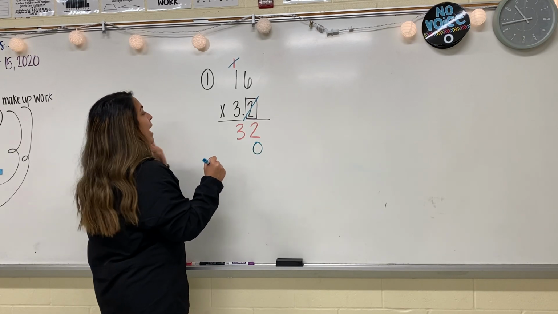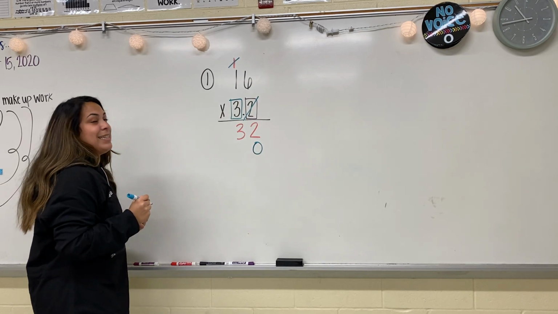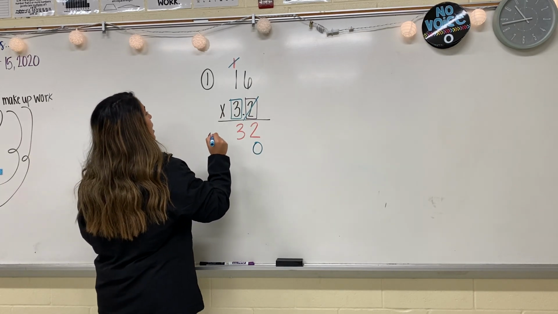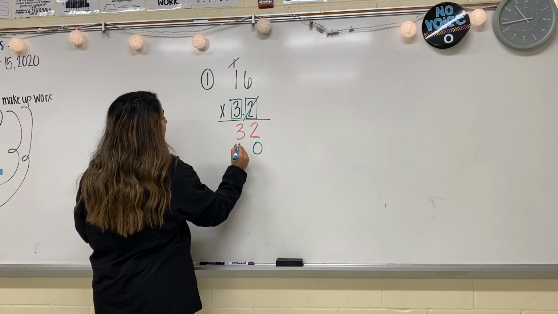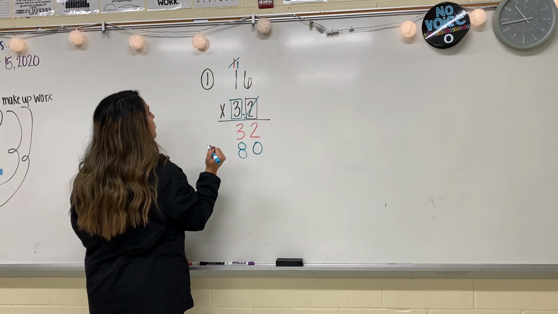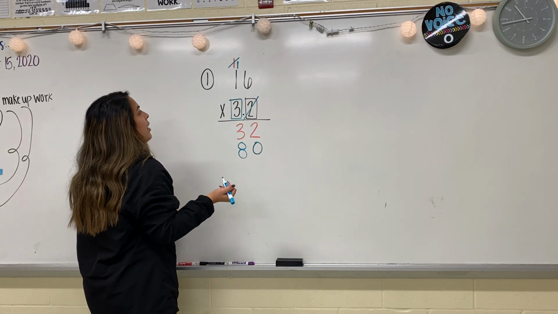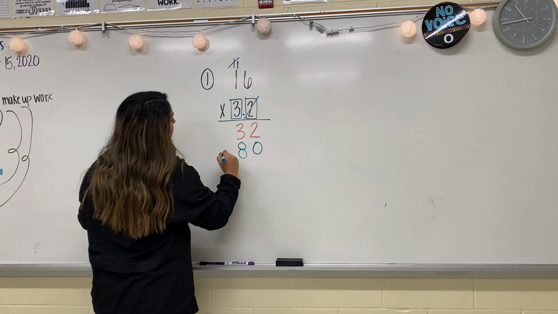All right, so now I can multiply 16 by 3. 6 times 3 is 18. I'll put my 8, carry my 1. 1 times 3 is 3, and 3 plus 1 is 4.